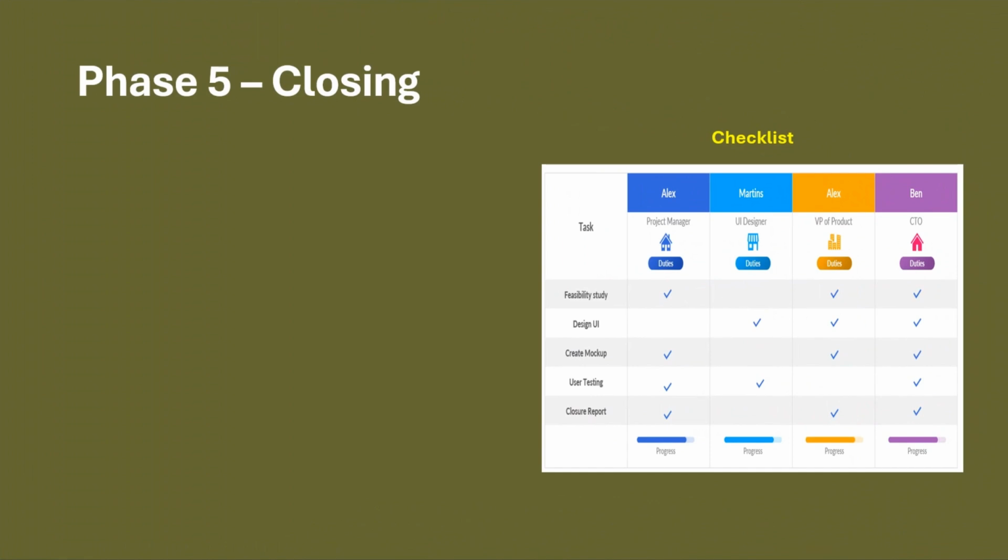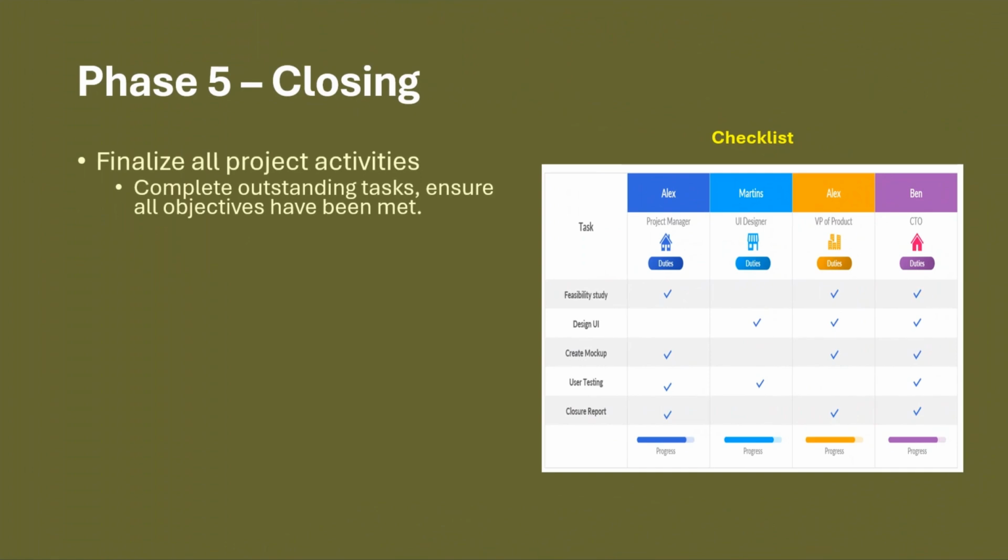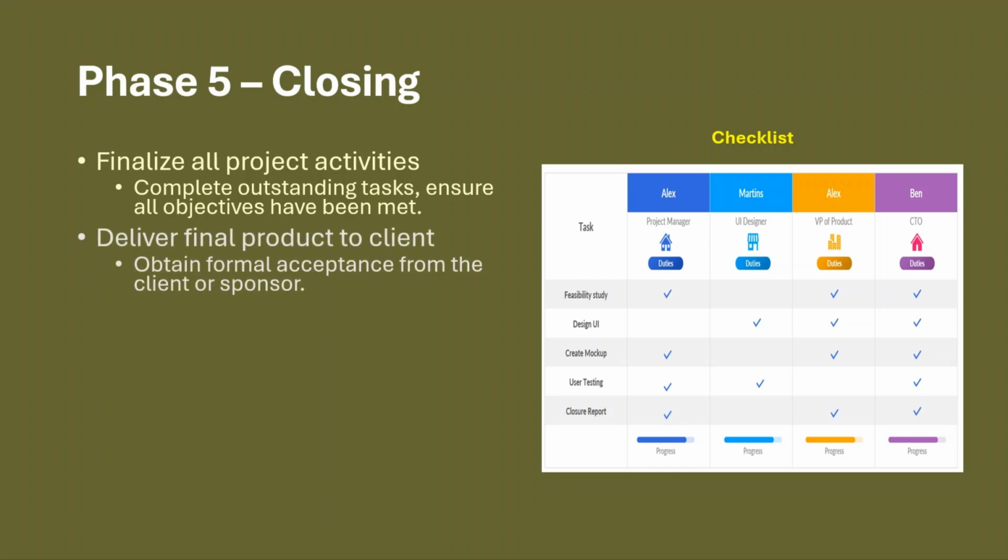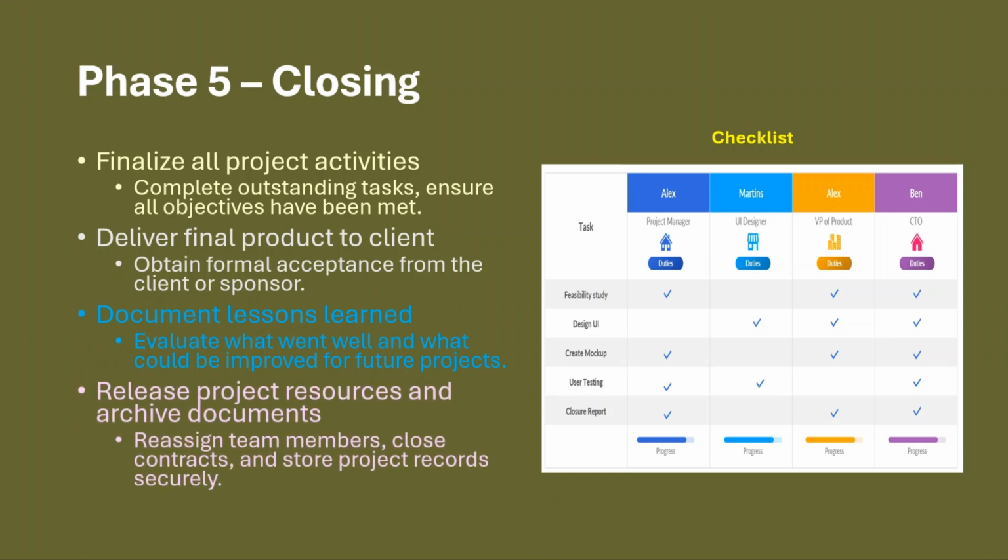In the final phase, closing, we formally complete the project. First, we finalize all project activities, ensuring all tasks are completed and objectives have been met. Next, we deliver the final product to the client, and obtain formal sign-off or acceptance from the sponsor. Then, we document lessons learned. This step is critical for future improvement, as it helps identify what worked well and what didn't. Finally, we release project resources and archive documents, which includes reassigning staff, closing contracts, and securely storing project files for future reference.